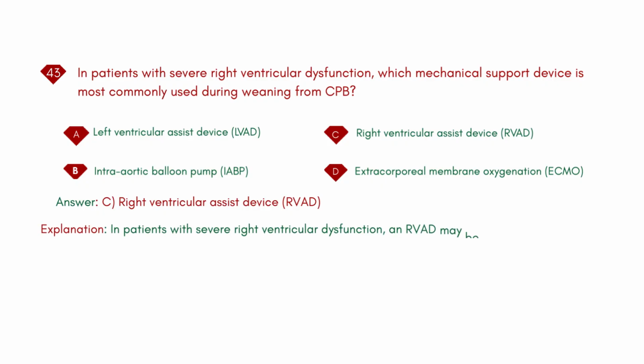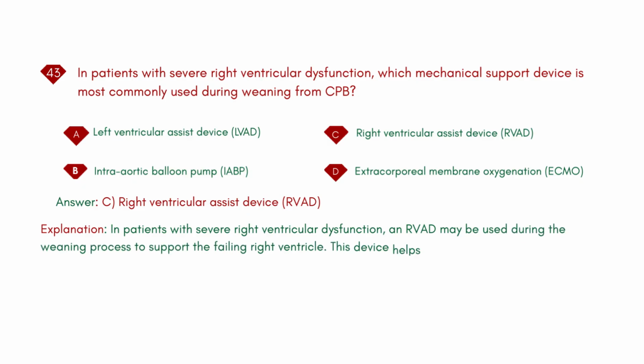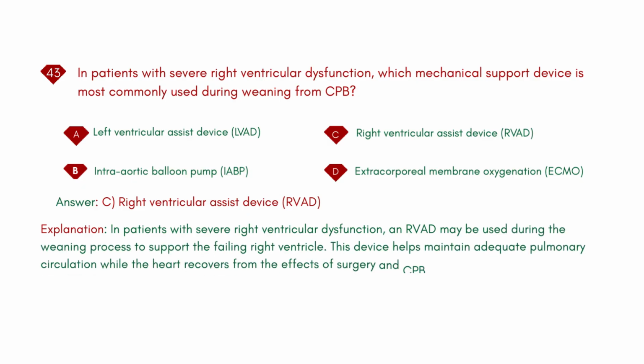Explanation: in patients with severe right ventricular dysfunction, an RVAD may be used during the weaning process to support the failing right ventricle. This device helps maintain adequate pulmonary circulation while the heart recovers from the effects of surgery and CPB. When a patient fails to wean from CPB, which of the following is typically the next step?